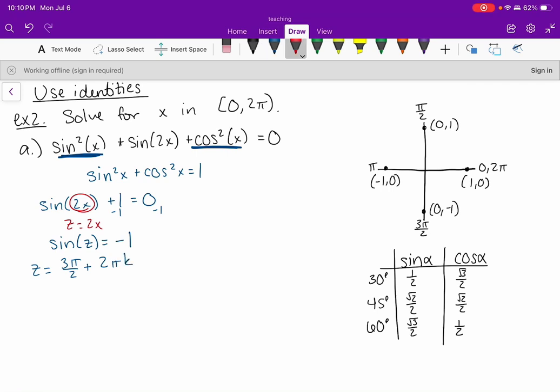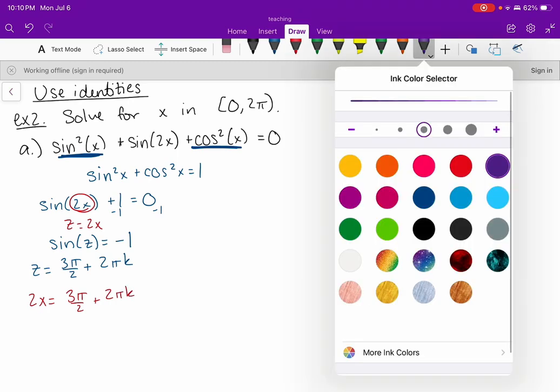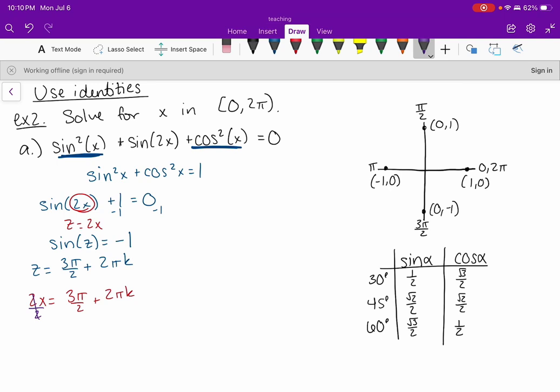I need to replace back in that 2x. So 2x equals 3 pi over 2 plus 2 pi k. Divide out this 2. Remember that dividing by 2 is the same as multiplying by a half. So this is going to give me 3 pi over 4 plus pi k.